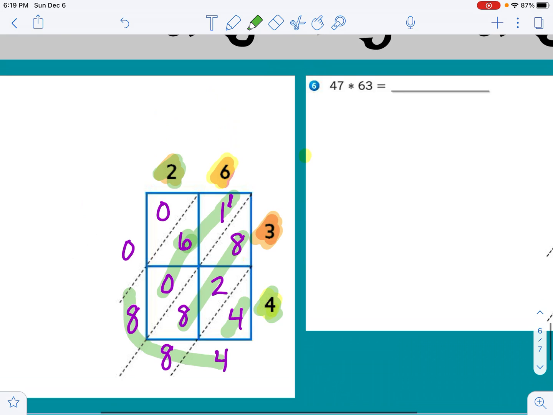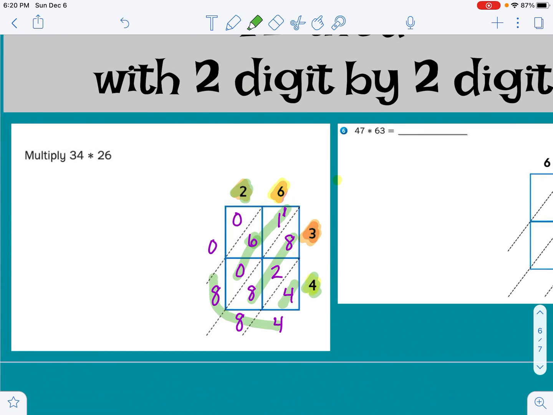I don't need to keep that 0 in the thousands place. It doesn't change my number. So it's 884.